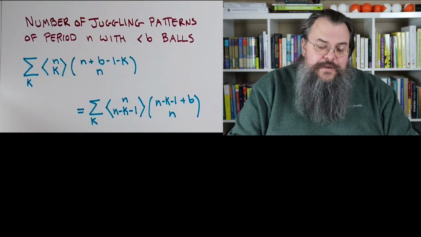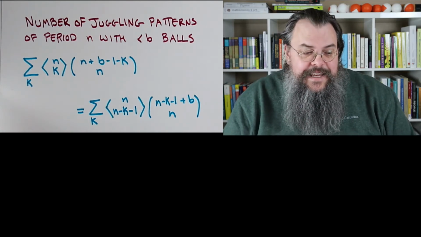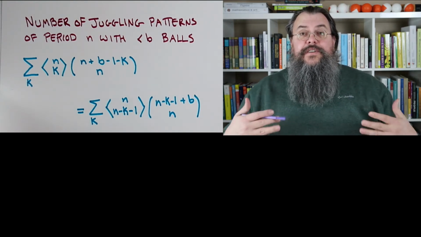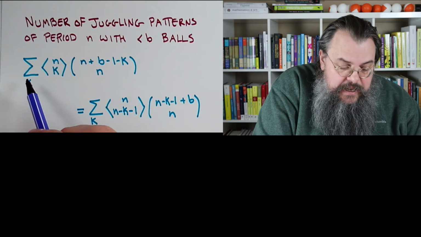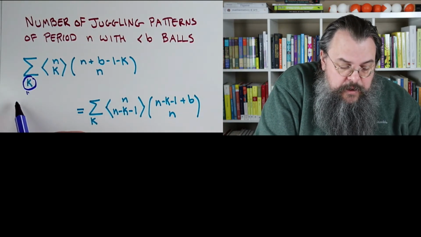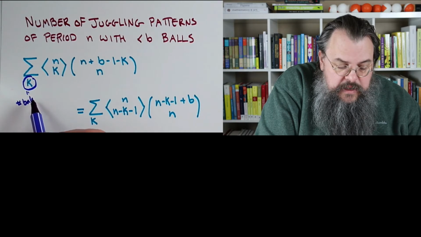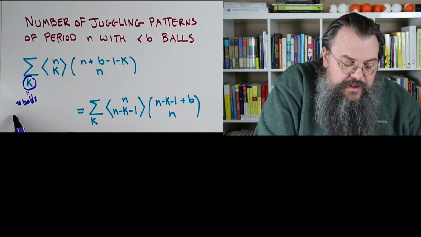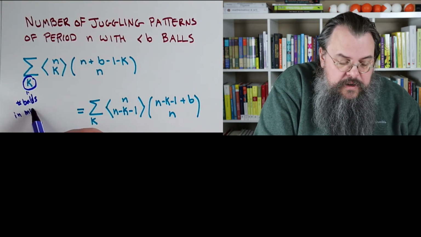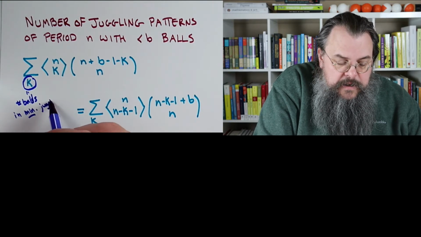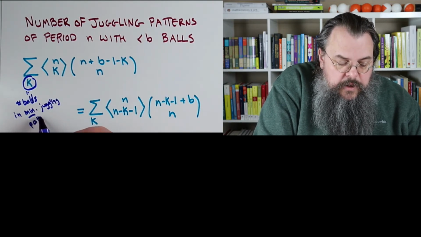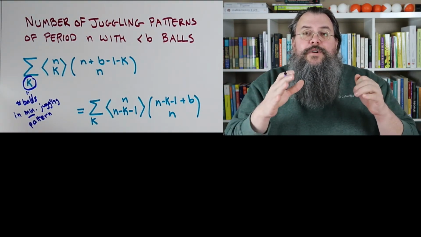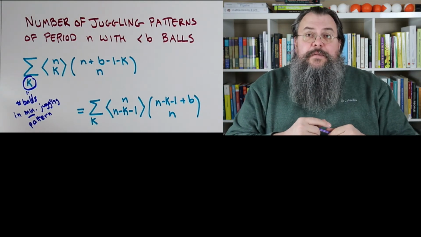So, first off, what can we say about k? What does it represent? That's important to understand because we're trying to understand all of our pieces. So k here is the number of balls in a minimal juggling pattern. In other words, when we sum over k, we're summing over all of the patterns which have exactly k balls in their minimal juggling pattern.